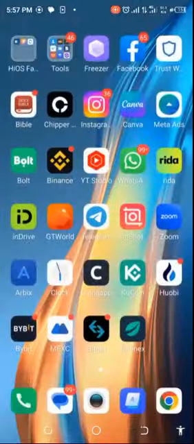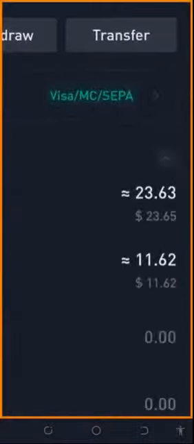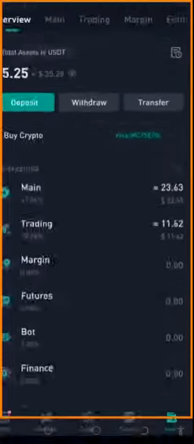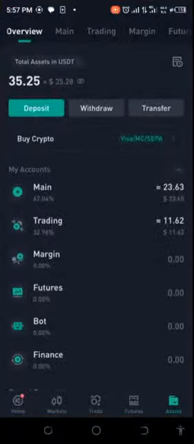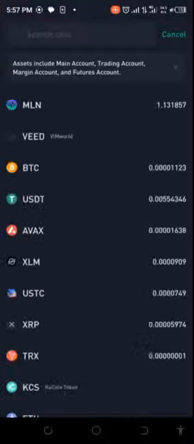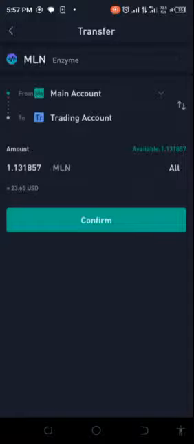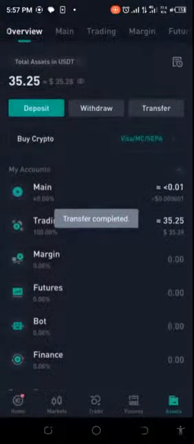So let's go back to KuCoin and see what we have here. What we have returned is 23.65 or 23.63 approximately. Let's just say 23.6. So about 30 cents or 25 cents. Now what we need to do is transfer this. What do we have here? Let's put all of it, 1.13. So we're just going to put that in. Oh, I love that sound.